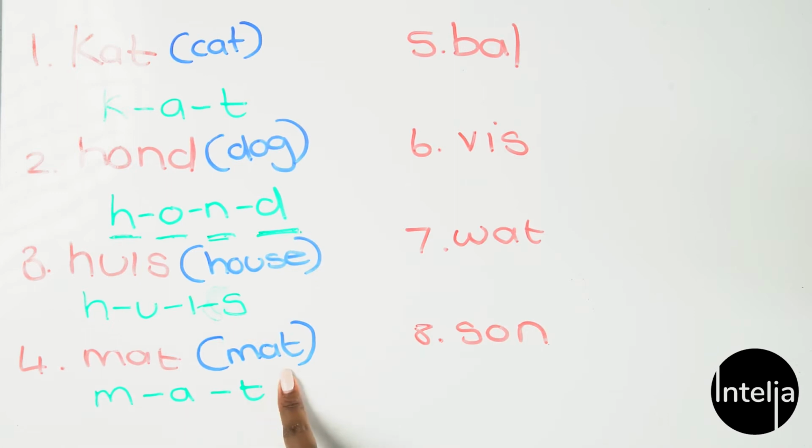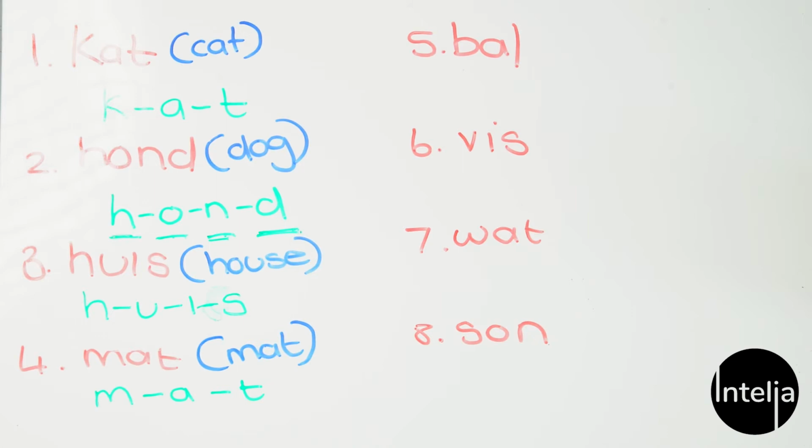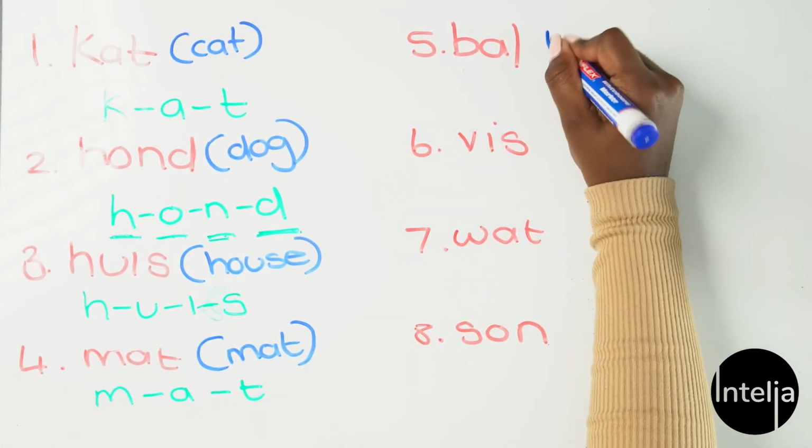So you have your mat, a. A in English makes an a sound. Ashley, apple, mat. Whereas in Afrikaans, a maak a mat. Dit is a. Kat. Bal. So say mat, a, and a. Mat and mat. M, a, t. Mat. Awesome. Next we have bal, which is a ball.